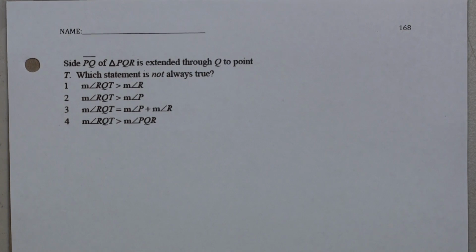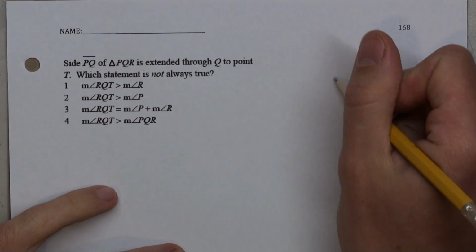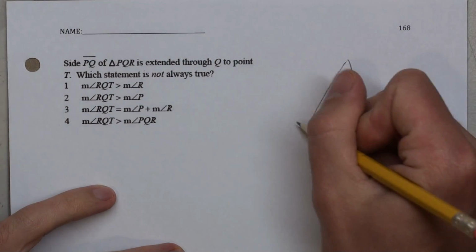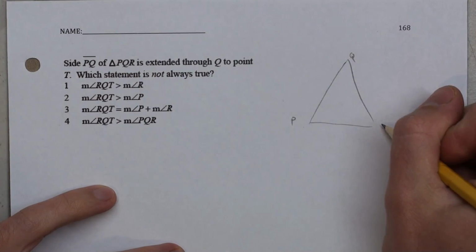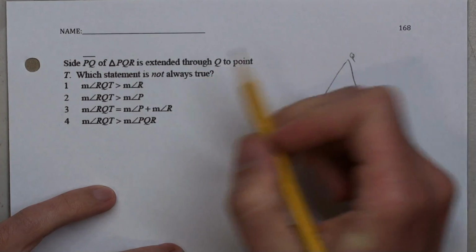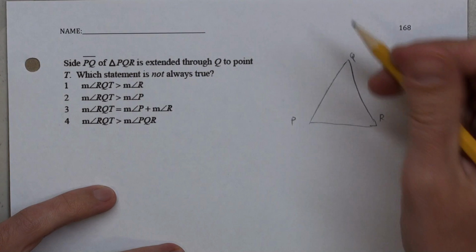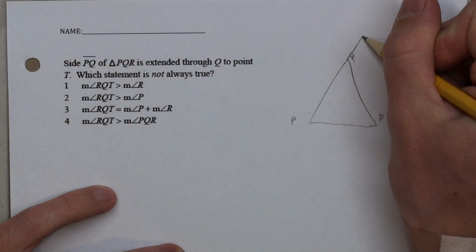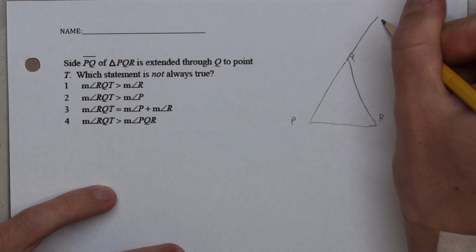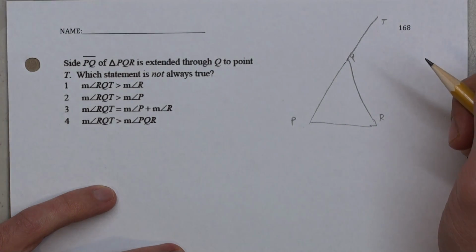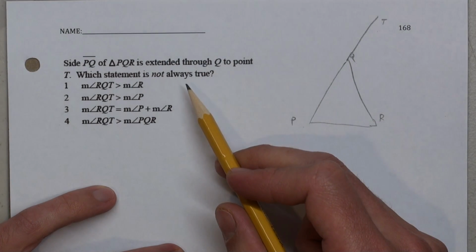All right. So these problems have to do with the exterior angle theorem. So we have a triangle PQR, right? And side PQ is extended through Q to point T. Which statement is not always true?